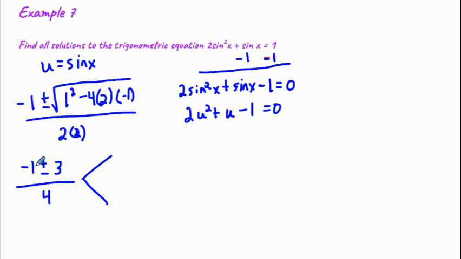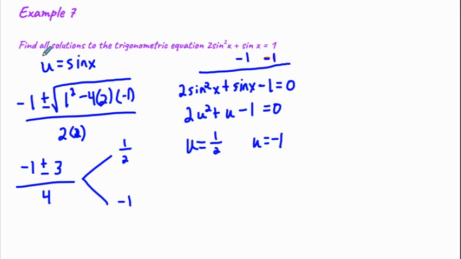I got negative 1 plus 3. That's 2 divided by 4 is 1/2. Negative 1 minus 3 is negative 4 divided by 4 is negative 1. So now I've got my two solutions: u equals 1/2 and u equals negative 1. I shouldn't say my two solutions. I should say my two quote-unquote zeros from the quadratic formula.